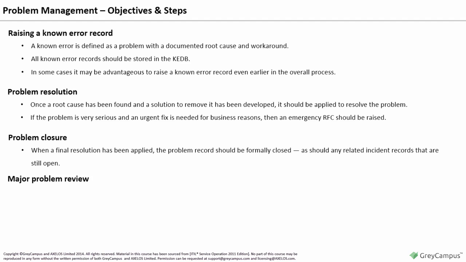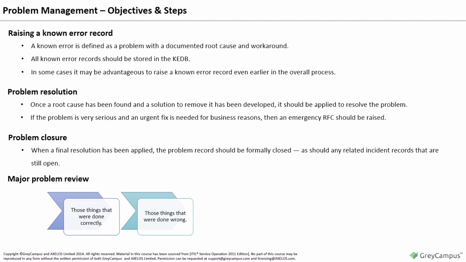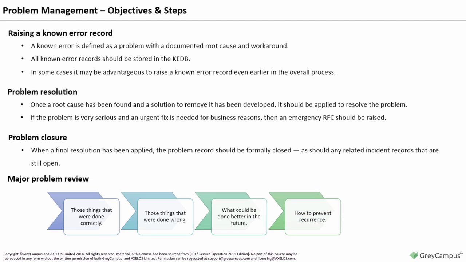Major problem review. After every major problem, as determined by the organisation's priority system, and while memories are still fresh, a review should be conducted to learn any lessons for the future. Specifically, the review should examine those things that were done correctly, those things that were done incorrectly, what could be done better in the future, how can you prevent recurrence, whether there has been any third-party responsibility, and whether follow-up actions are needed.